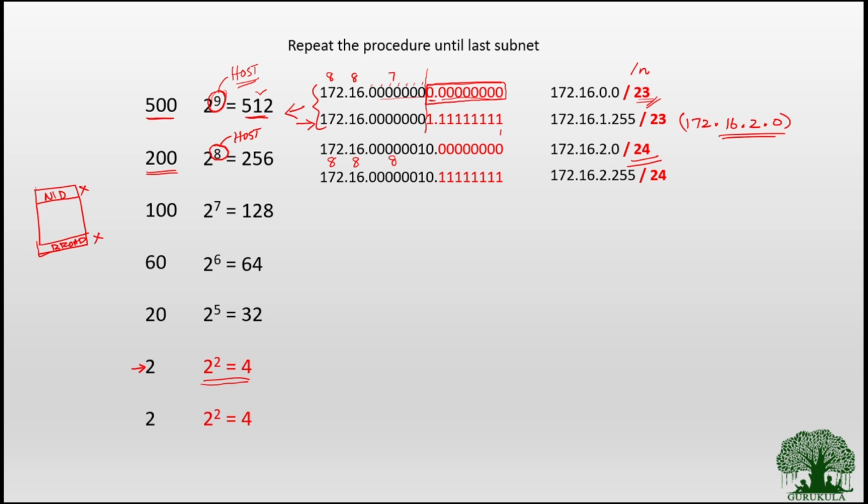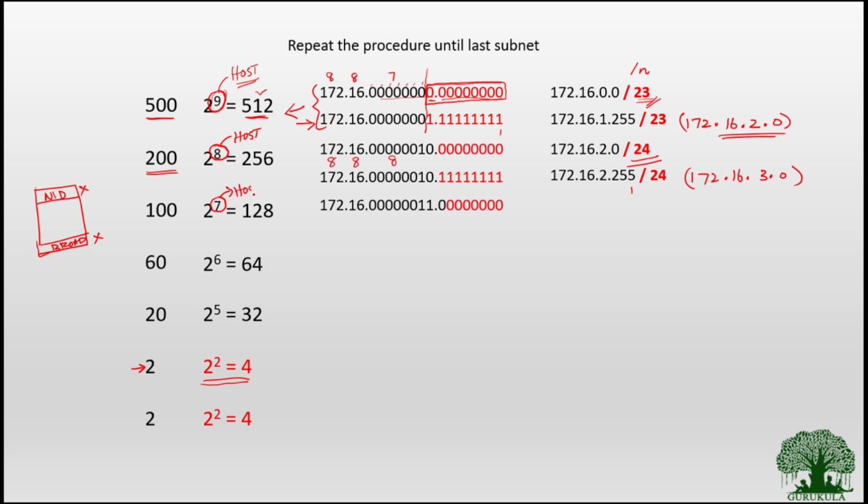Correct. So what is the next step? We will have to write the immediate next IP address. You will have to repeat the same procedure until the last subnet. So what is the next IP address of this? You will have to add 1 here. So if I add 1, what will I get? I will get 172.16.3.0. This will be my next IP address. So I will write that in binary representation here.